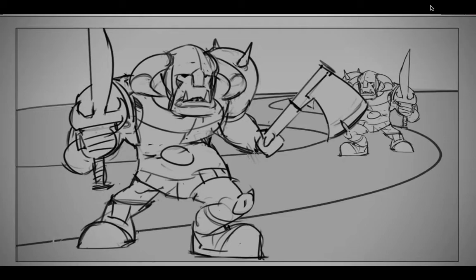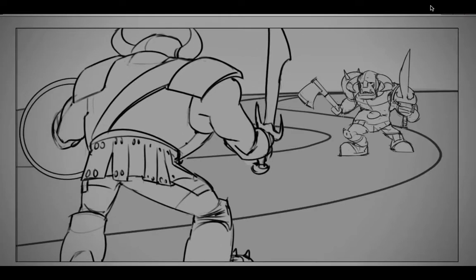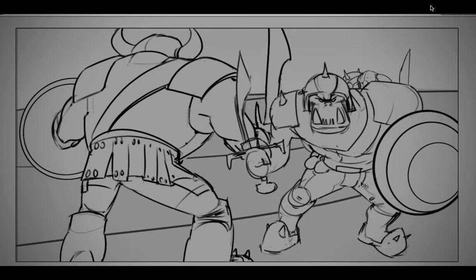And it doesn't just need to be two objects either. You could have a large scene populated with tons of characters. Maybe it's one large character in the foreground, and then a whole crowd of other characters in the background.